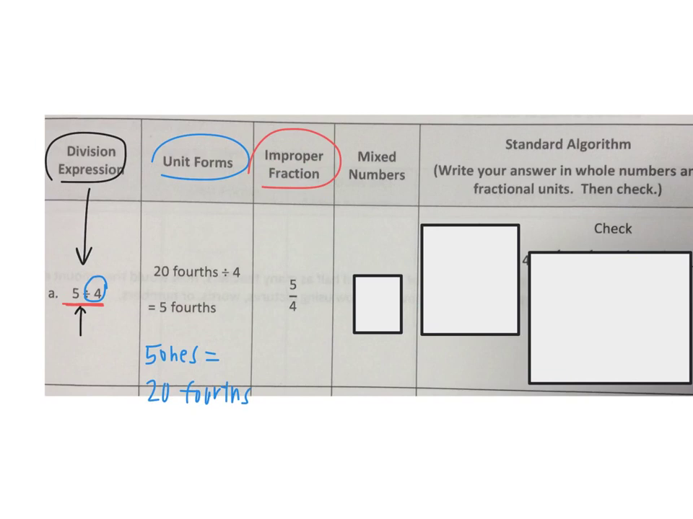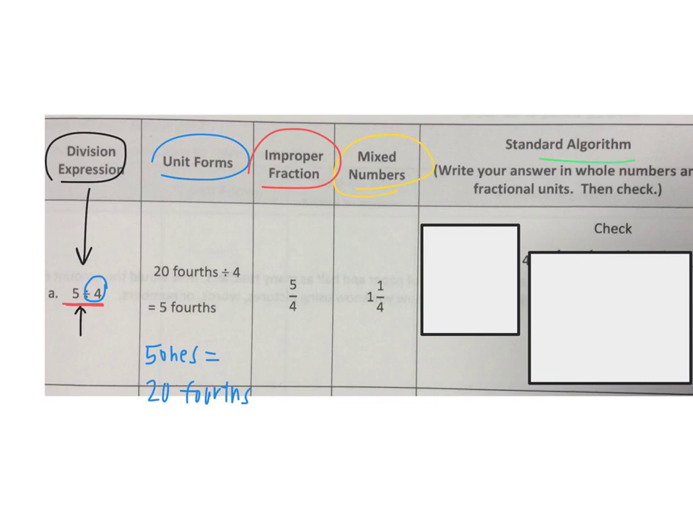Okay. So you can also write it as an improper fraction. Once you've written it as an improper fraction, you therefore also can write it as a mixed number. How do you write 5 fourths as a mixed number? How many wholes are there in there? 1. And what's left? 1/4. Good.